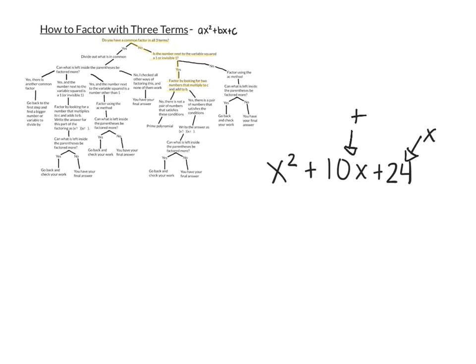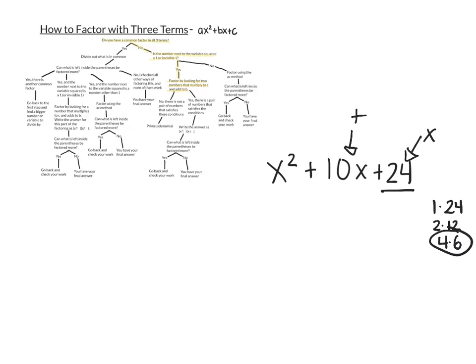So some thoughts. 1 times 24, those don't add to 10. 2 times 12, we're trying to get a positive 24. And positive 2, positive 12, they don't add to positive 10. 3, no. 4 times 6, yes, those two are the two that add to 10. So 4 and 6 are the two numbers we will use.